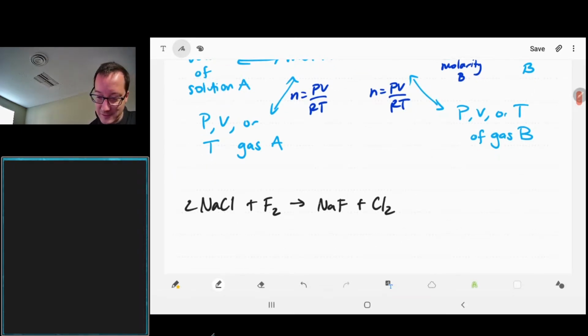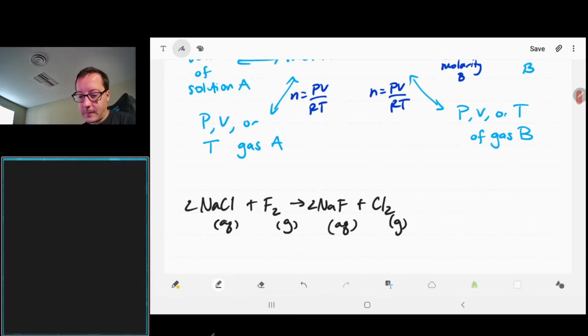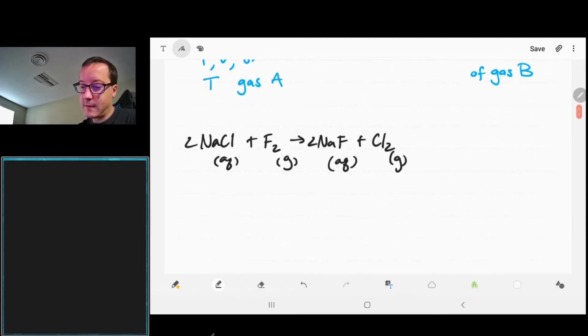So, hopefully you've balanced this by now. You should see that you have those. Let's throw some state symbols on these. This is, of course, a single replacement type reaction, in case you have forgotten that. Please don't. Your exam is in a week, so make sure you definitely do not forget that.